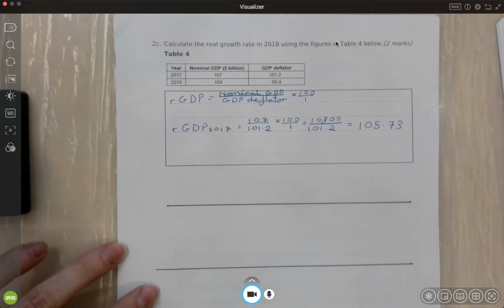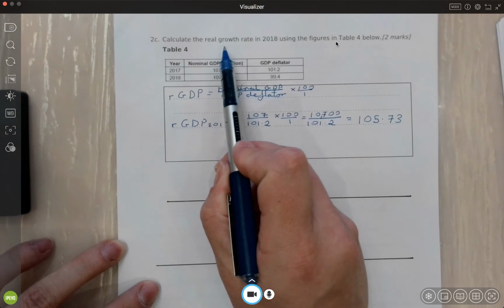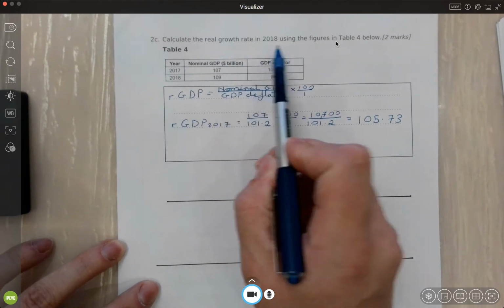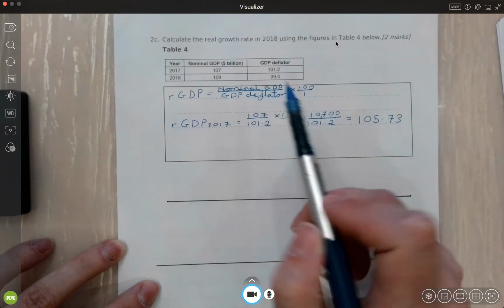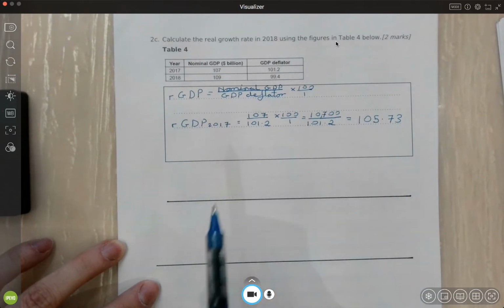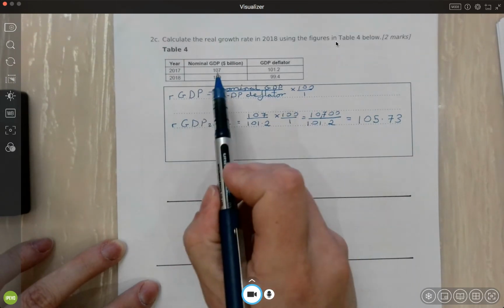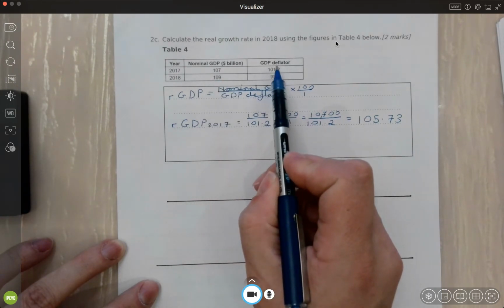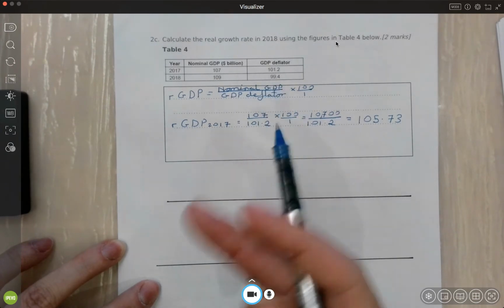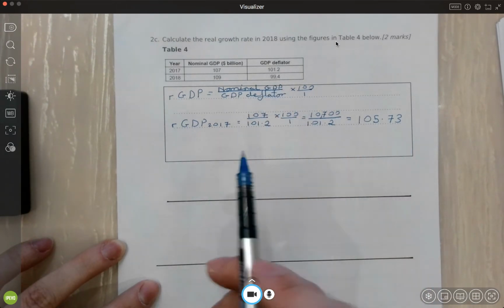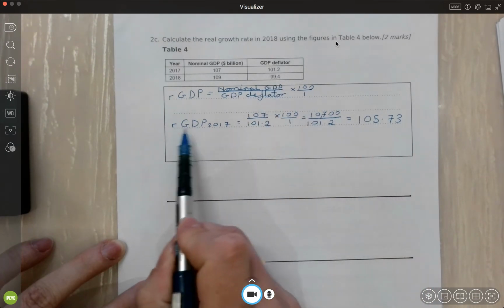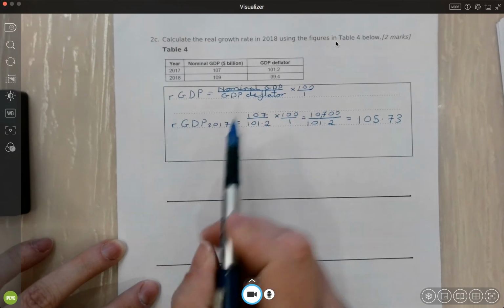Okay, so what we've got now is calculate the real growth rate in 2018 using the figures in the table below. So again, okay, the first thing is, how do we calculate real GDP? So neither of these figures, okay, are 100. So we're going to have to do two separate calculations. Now, I've already done the first one, okay? So the first one is the real GDP for 2017. Well, how do we do that?